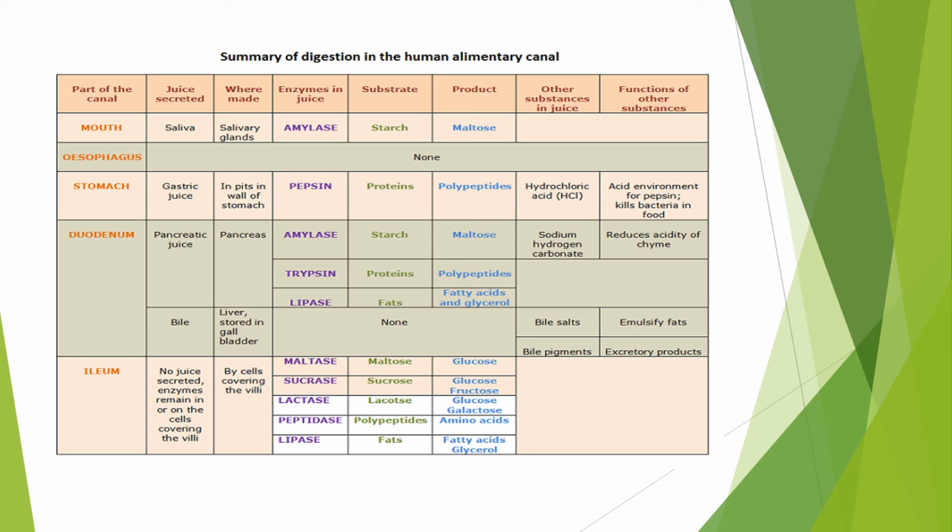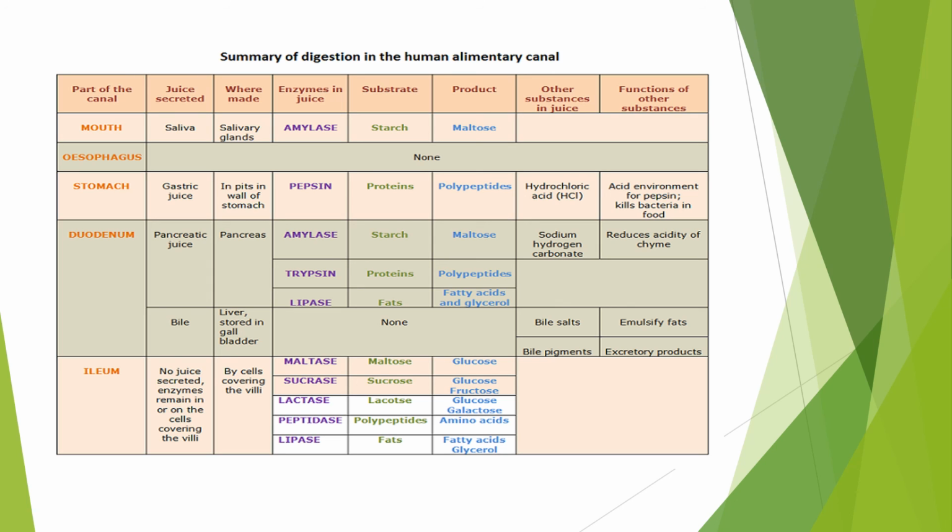Okay, then in the stomach, gastric juice is secreted in pits or in the walls of the stomach, and it contains the enzyme pepsin, which helps in digestion of proteins into polypeptides. And apart from pepsin, there is hydrochloric acid also in this juice. The function of hydrochloric acid is to give an acidic environment for pepsin and kill bacteria in the food.